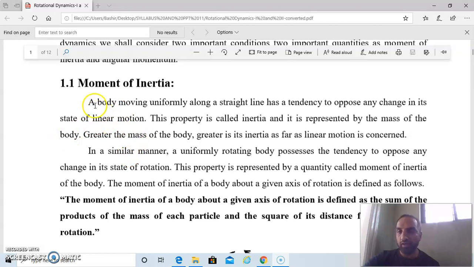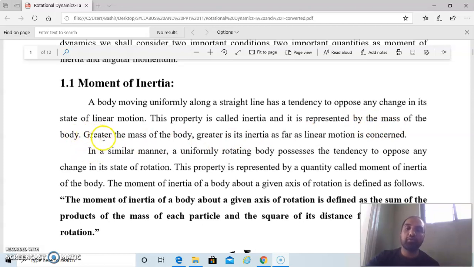As we know, a body may be moving uniformly along a straight line. When it moves along the straight line, it has a tendency to oppose any change in its state of linear motion. Once it starts with the linear motion, it does not allow a change in its state of linear motion. That property is called inertia, and that inertia is represented by the mass of that body. Now, how to say that?